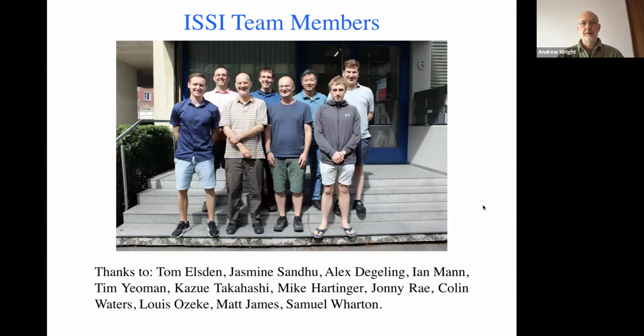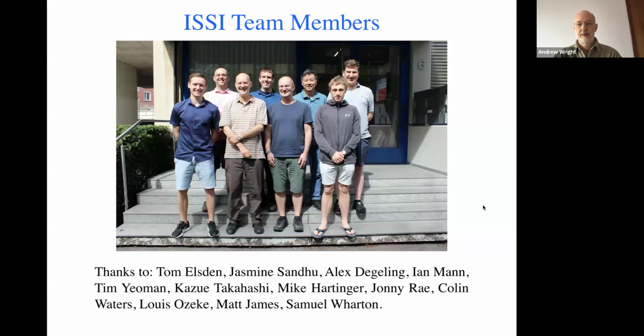So here's a picture of the ISSI team members. This is our first meeting back in August 2019. First of 3 meetings that were scheduled, but of course, COVID hit. So for the next 2 years, we actually had brief virtual meetings once a year. It's difficult with the time differences, of course. And then, after the lockdown finished, we managed to have our final 2 in-person meetings.